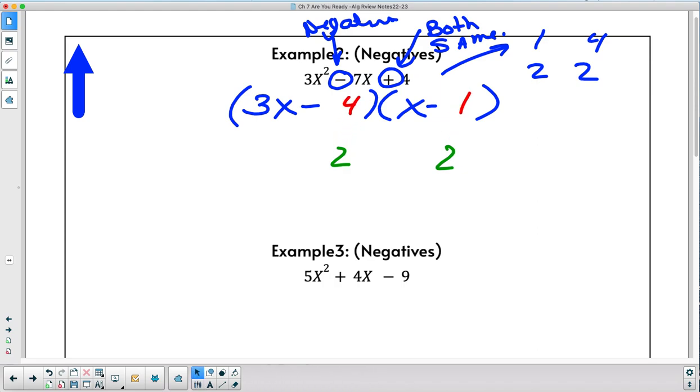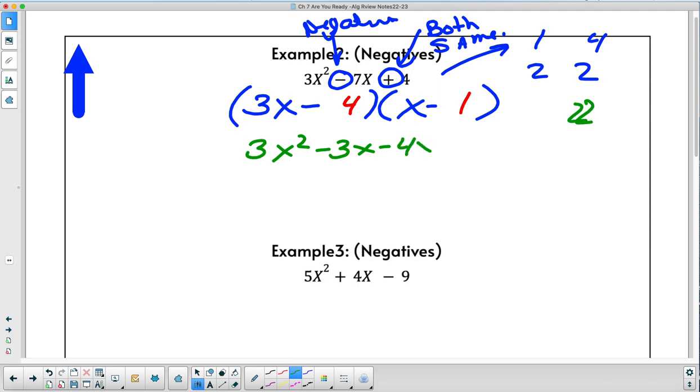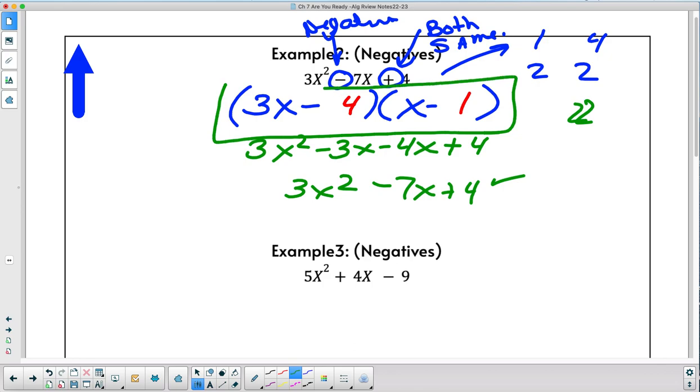I got a 4 there and a 1 there. That'll be 4x and then 3x and add them together to get my 7. All right, so now I've got 3x squared, and this is my check. That's my first. My outside is negative 3x. My inside is negative 4x. My last is positive 4. And I have 3x squared minus 7x plus 4, and that's what we were supposed to find. So that's good to go. This is our answer, if we were supposed to factor.